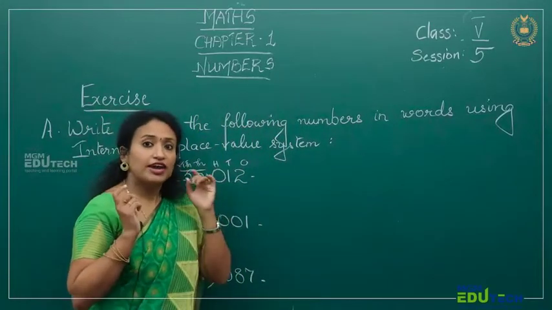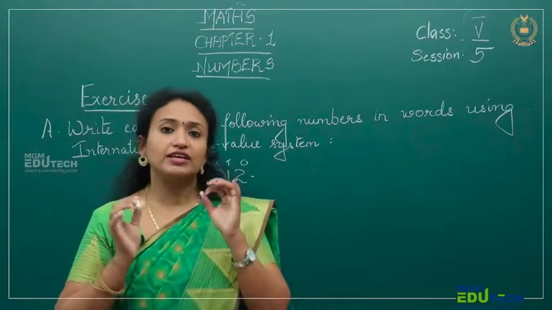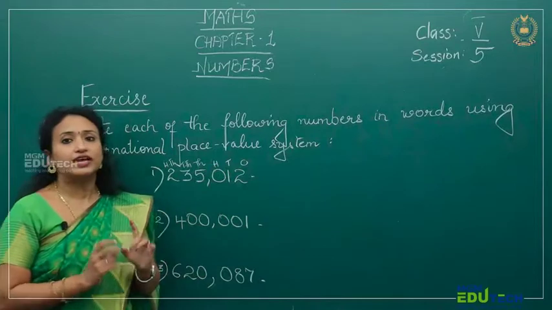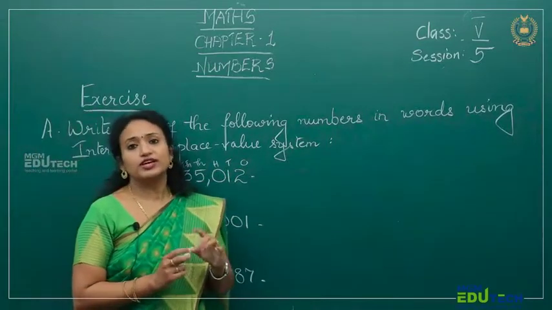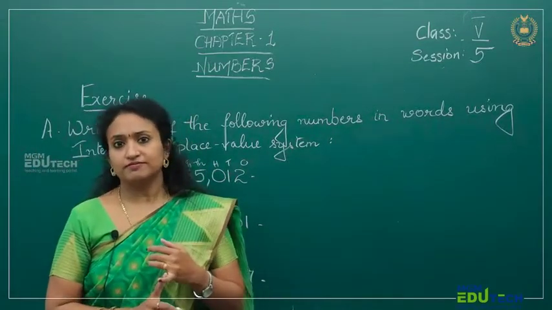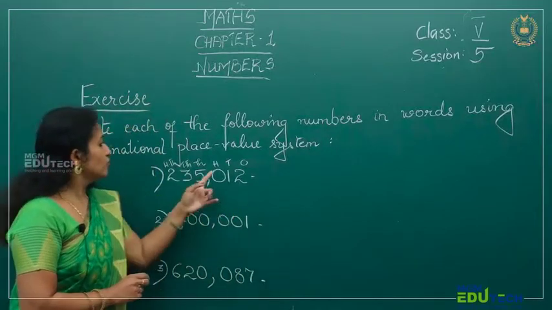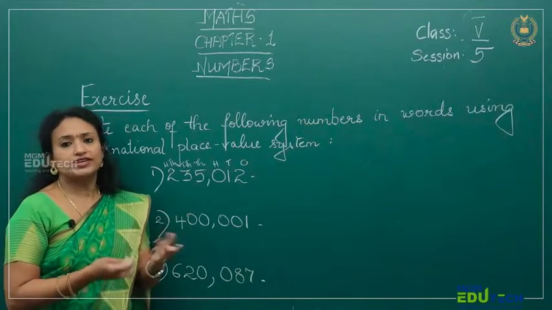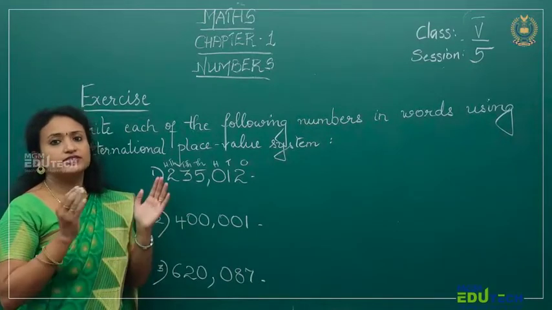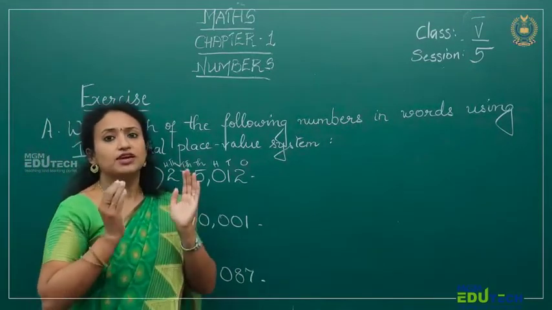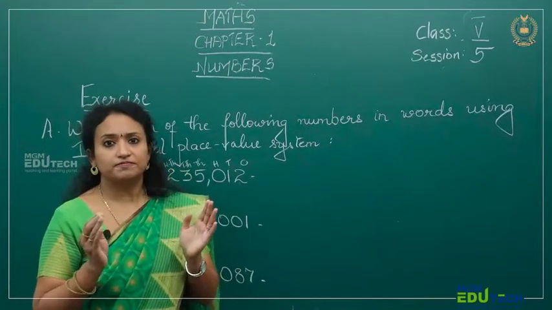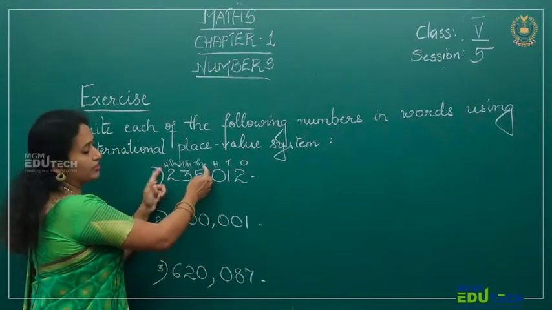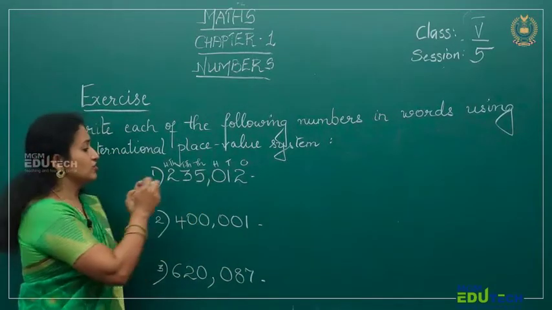Okay, but if you have any confusion, like I told you, please write the places on the top and only then write them in words, so that you will not make a mistake. Clear? So we have written the places on the top. Now what is the next step? Read the numbers that come under the same period together. So here 2, 3, 5, they come under the period 1000. Correct? So how do you read this number?